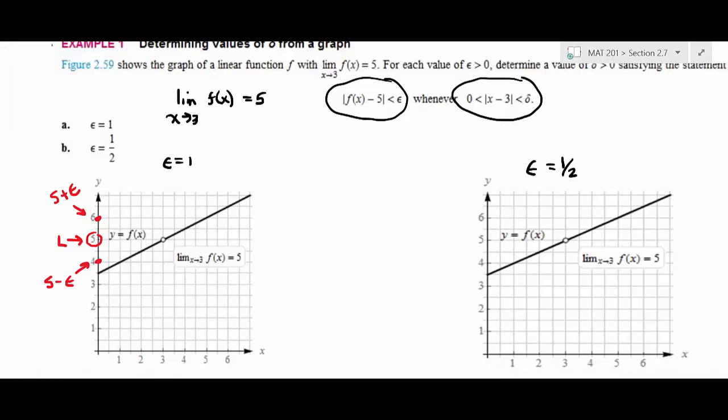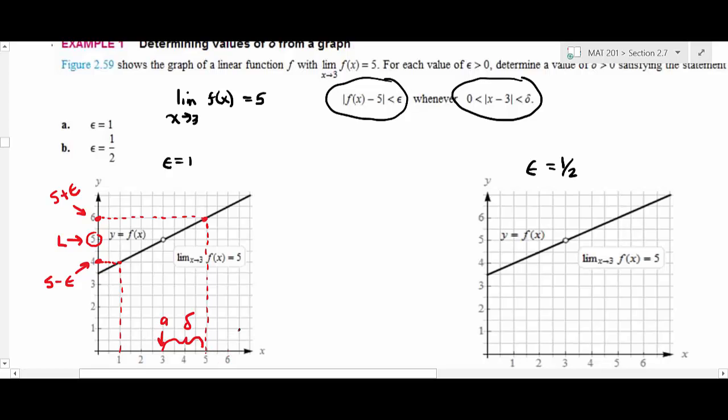Now we're going to follow over to the graph. We go straight over from that point to the function, and then straight down to the x-axis, and that will give us what we call the delta belt. So we're interested in a, that value right there, and delta is going to be that distance. Then we do the same thing here. We follow this over to the function, and then go straight down.